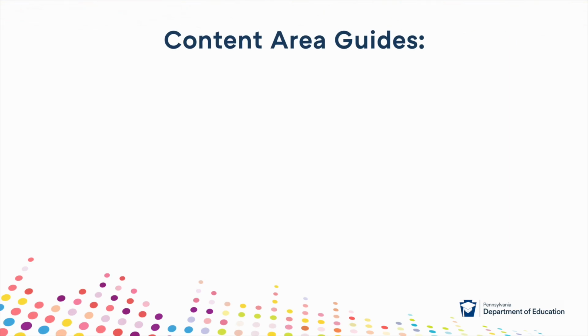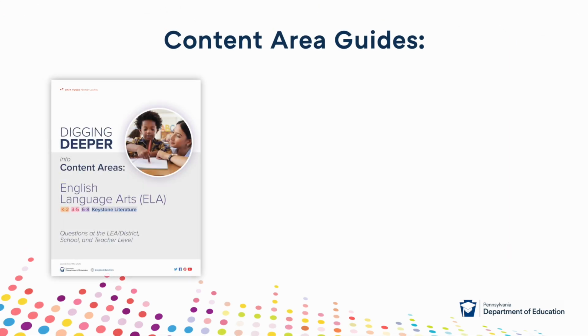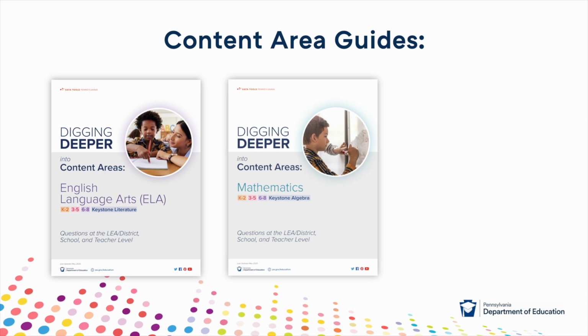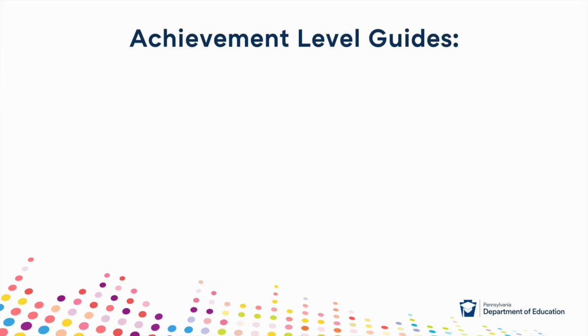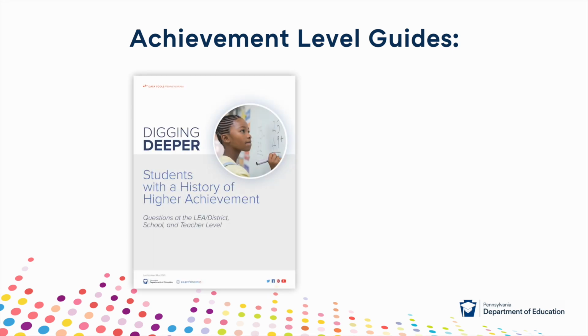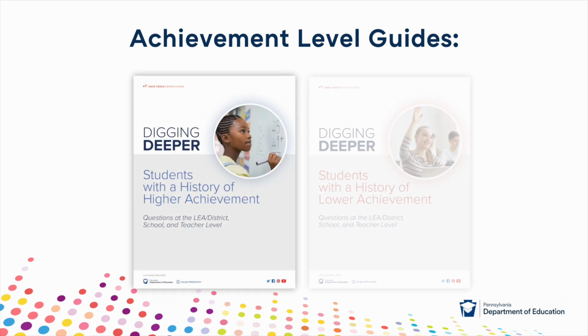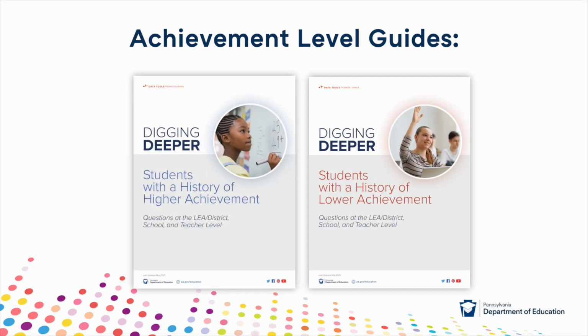There are three guides representing content areas: ELA Literature, Math Algebra 1, and Science Biology. Additionally, there are two guides based on student achievement levels, one for students with a history of higher achievement and one for students with a history of lower achievement.